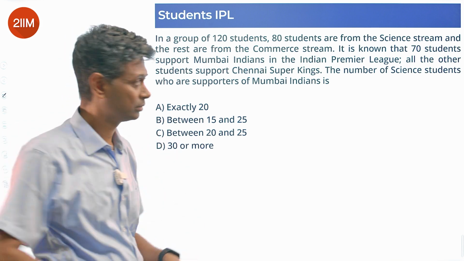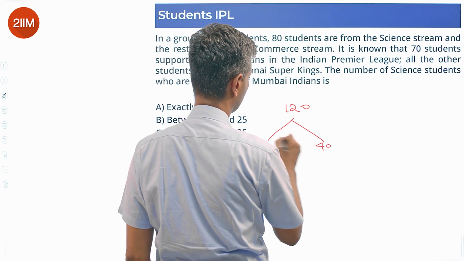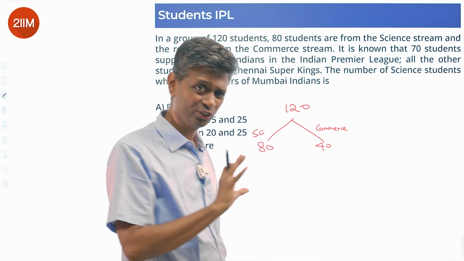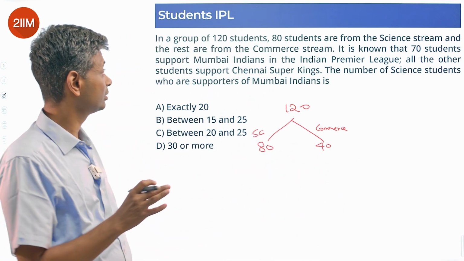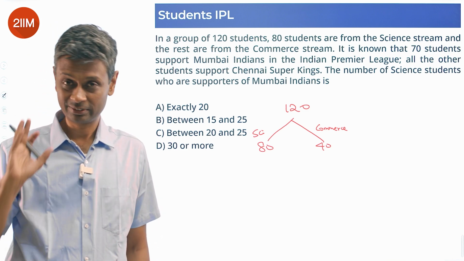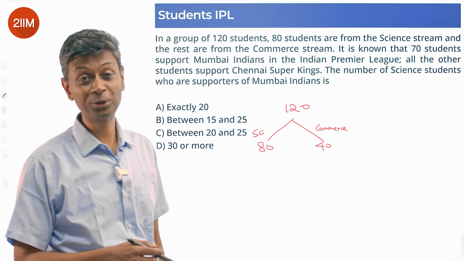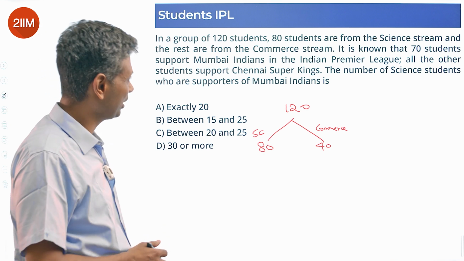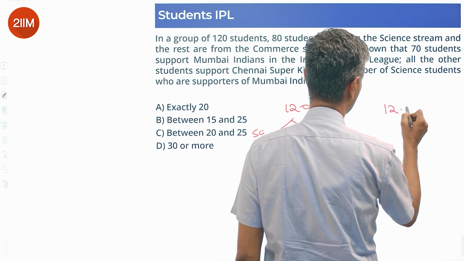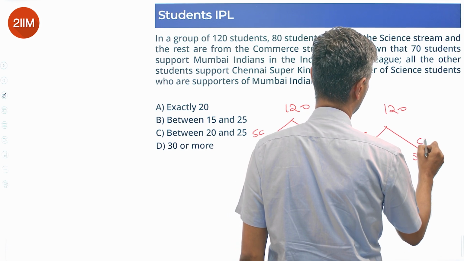80 are from science, rest are from commerce. So from 120, 80, 40, science, commerce, non-overlapping exhaustive sets. There's nobody who is from the science stream and commerce stream, nobody who's in neither. Life is simple. It is known that 70 students support Mumbai Indians in the Indian Premier League. All other students support Chennai Super Kings. Again, all other students. 120 here. 70 is Mumbai Indians. 50 is CSK.